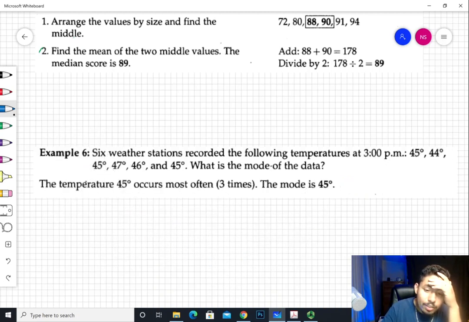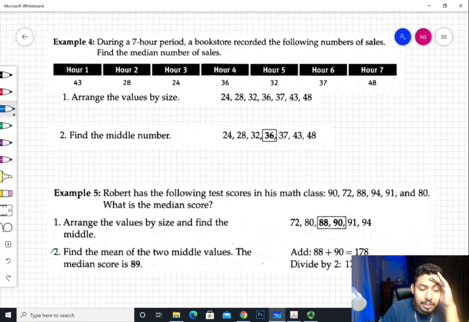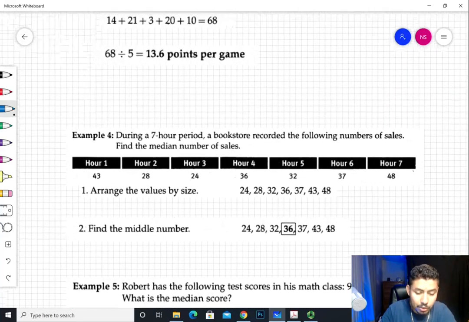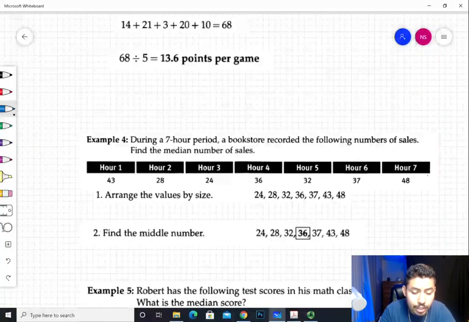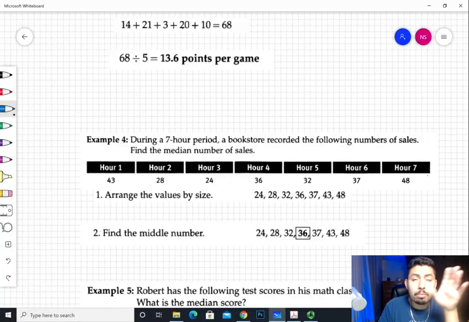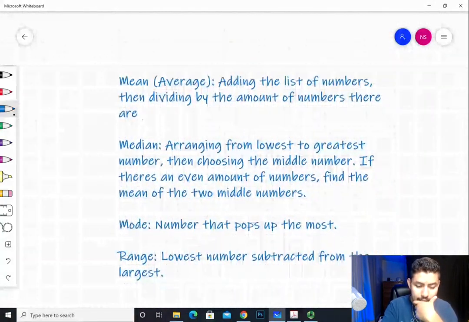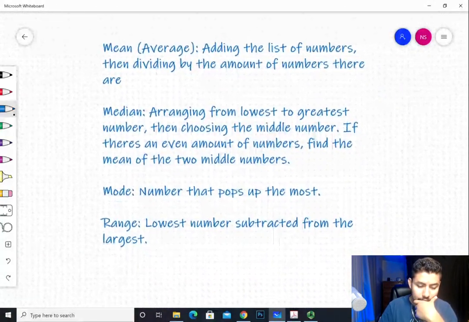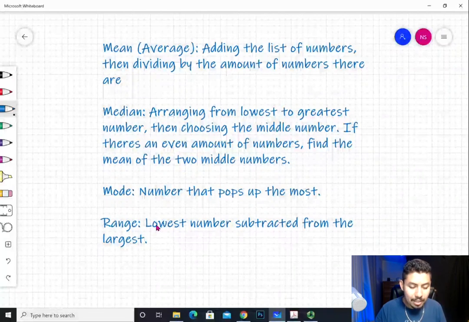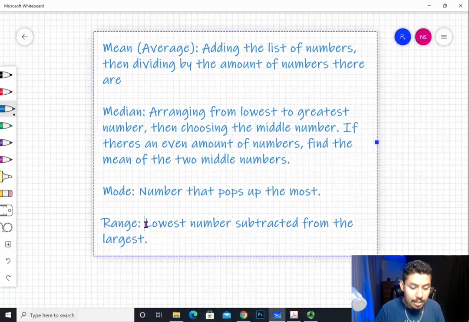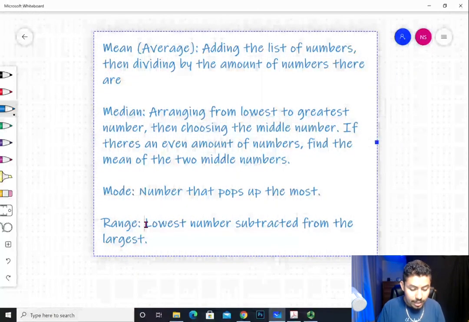Range. To find the range, I'll go back to one of my medium examples just because this is a good example. It's already listed for me from least to greatest. If we remember how to find the range, you arrange numbers from lowest to greatest. Did I say that? Oh my god, I did not. Oh, well, I didn't really say it, but it's in there. Lowest number subtracted from the largest. But I really recommend you having this in your head.